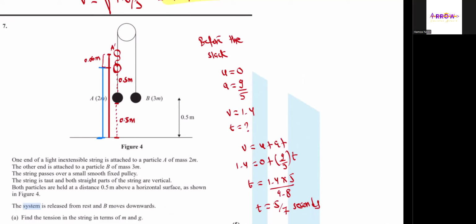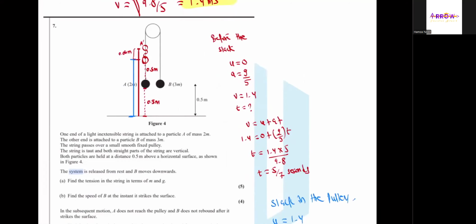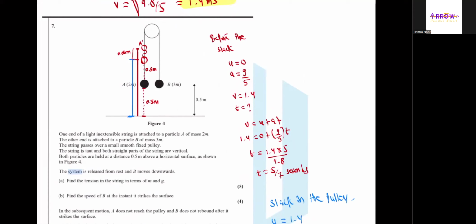So when the system is released from rest, initial velocity u is 0. Acceleration is g over 5, and the final velocity is 1.4 meter per second, as we have already found in part B. So v is equal to u plus at. In place of v, I kept 1.4, u is 0, and acceleration is g over 5. So time is basically 5 over 7 seconds. This is basically the duration before the slack in the pulley.